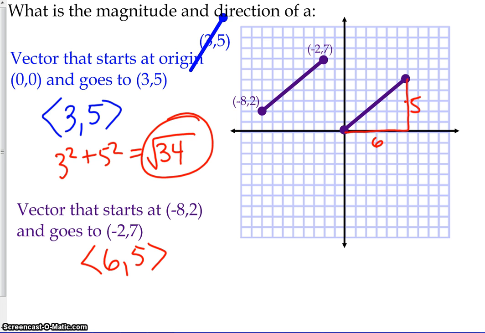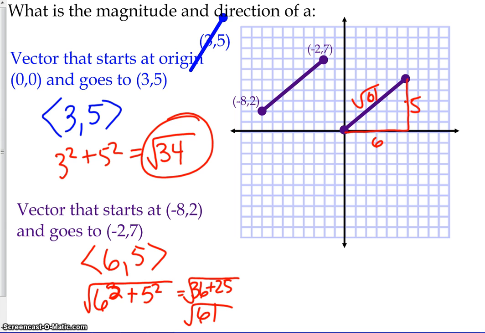And direction here is a lot like the slope, okay? Then to find the distance covered, I really just need to take the square root of 6 squared plus 5 squared. 36 plus 25, 61, square root of 61, I think I'm right there. And so that would be my magnitude here, the square root of 61. This would be my distance.